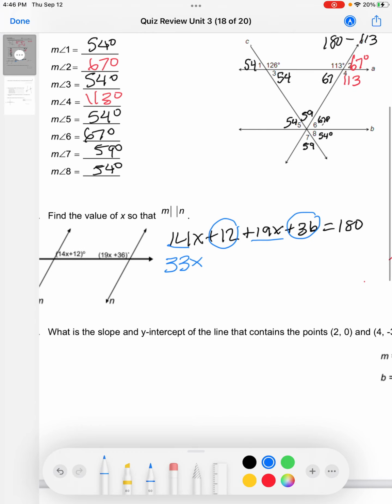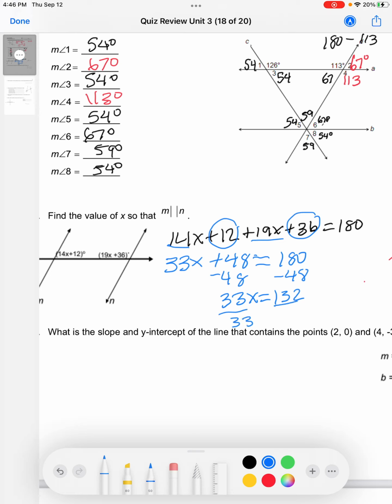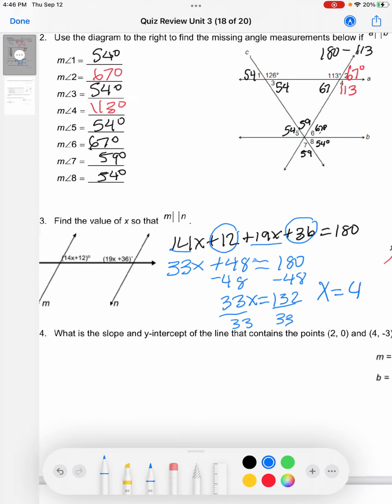Then I've got 12 and 36 added together. Let me make sure I got these numbers right. Yeah, it's 48. So 33x plus 48 is going to equal 180. I'm going to subtract 48 from both sides, so 180 minus 48. So 33x equals 132. Divide both sides by 33. 132 divided by 33 is 4, so x equals 4.